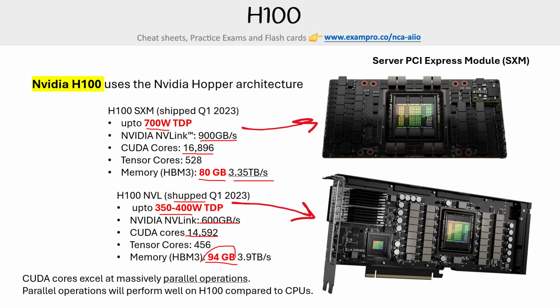So CUDA cores excel at massively parallel operations. The more cores you have, the more parallelization you can do. Parallel operations will perform well on H100s compared to CPUs. I keep repeating this in the course because if you remember parallel operations, think GPUs, think CUDA cores, okay? That question came up a lot, choosing between GPUs or CUDA cores and CPUs, okay? But there you go.